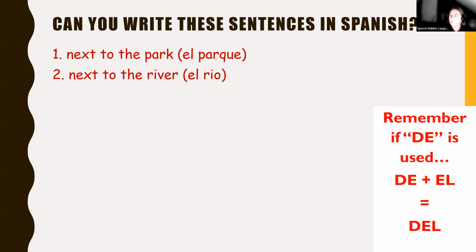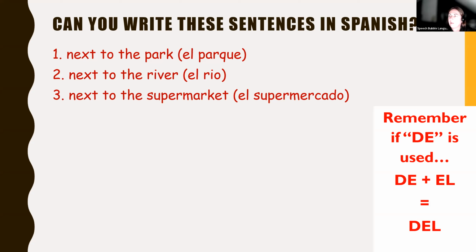Okay. Right, let's try this one. Next to the supermarket, el supermercado. It keeps changing my spelling. That's okay. I know what you mean. Just as well, because I'm struggling. It's okay. Next to. I'm trying to find supermercado.